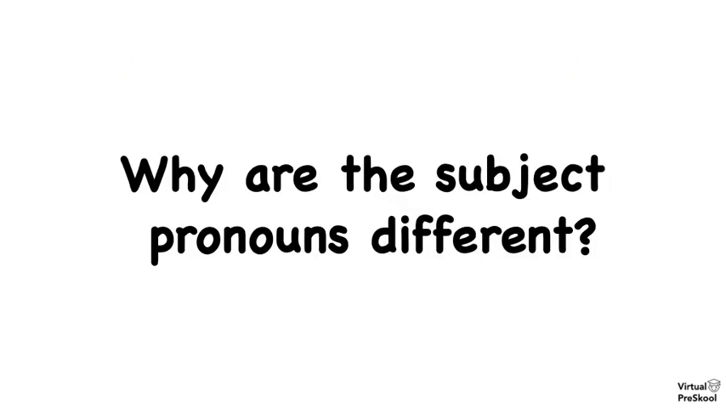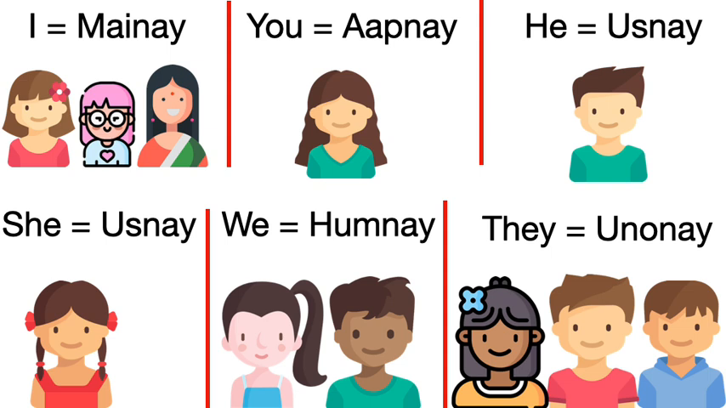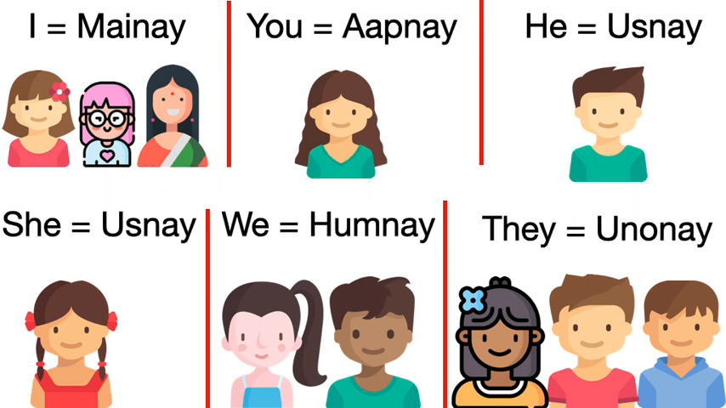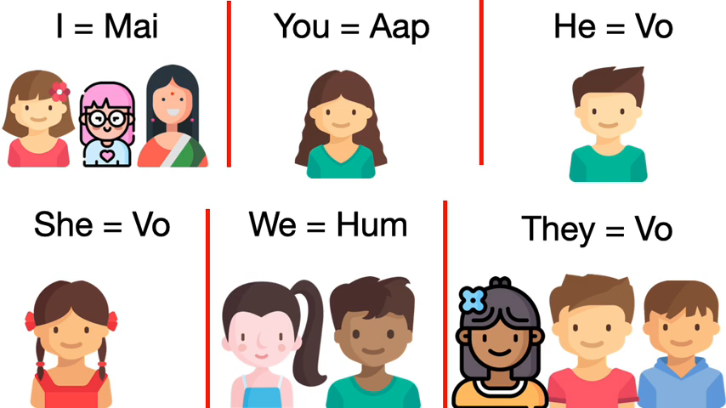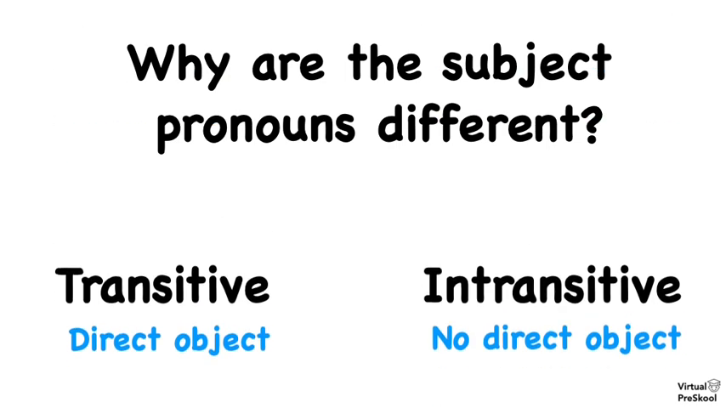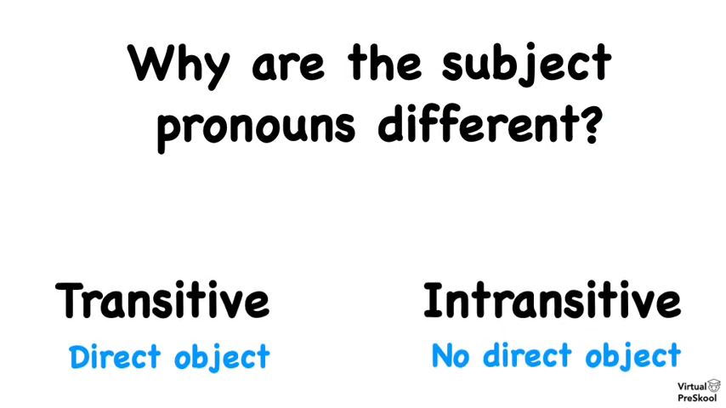You might also be wondering why the subject pronouns were different. When we conjugated padna, these were the subject pronouns. Maine, aapne, usne, humne, and unhone. But when we conjugated muskurana, these were the subject pronouns. Main, aap, wo, hum, and wo. So why were they different? This has to do with more Hindi rules for past tense. The subject pronouns change based on whether the verb is transitive or intransitive.